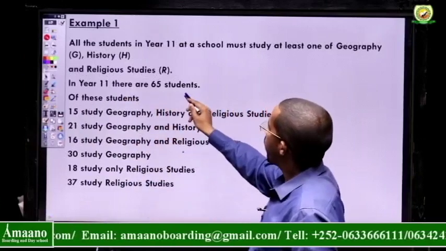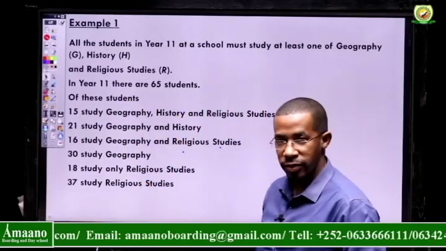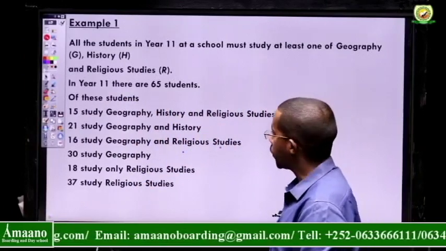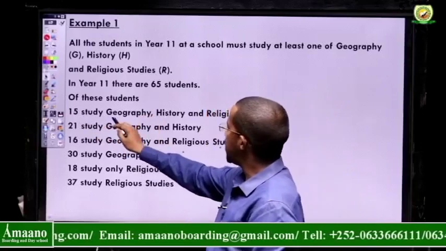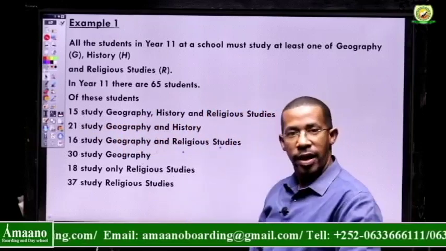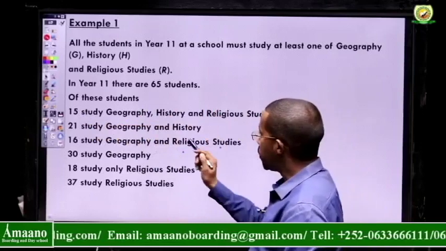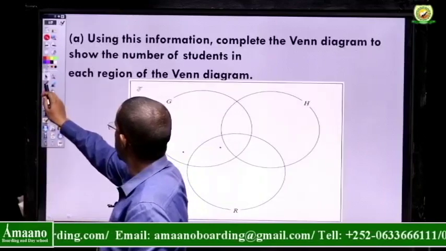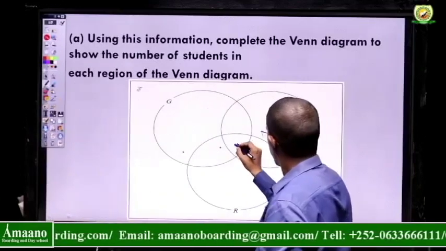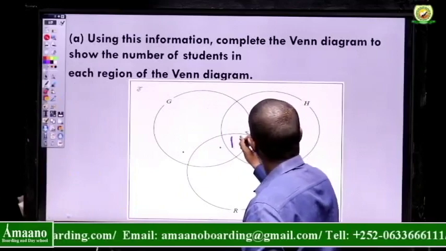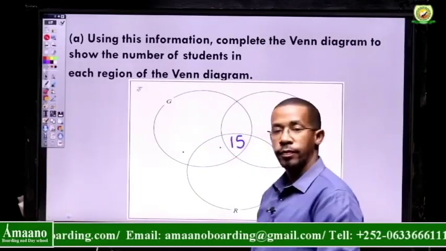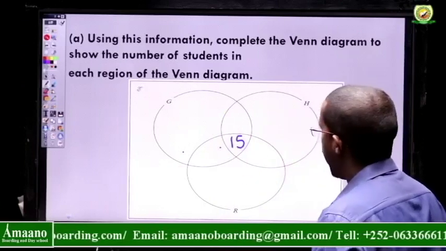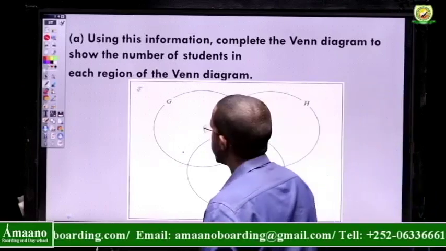In year 11, there are 65 students. So that means the universal set has 65, the total. Of these students, 15 study geography, history, and religious studies. So these 15 is here, this part. They study all the three subjects: geography, history, and religious studies.